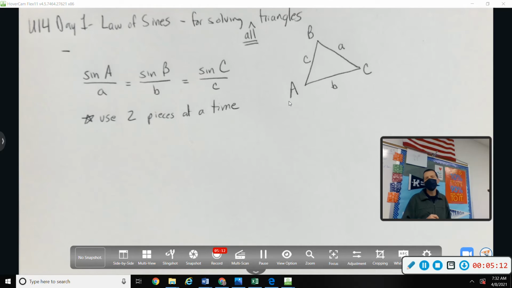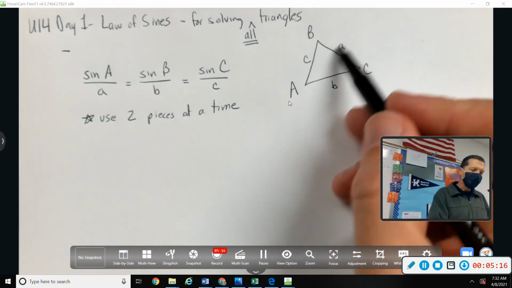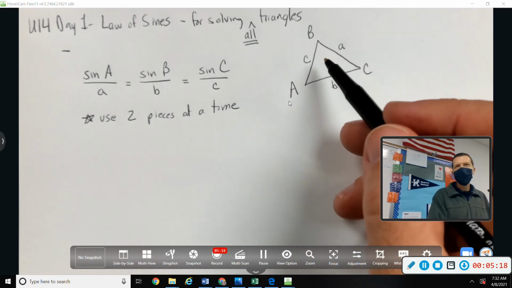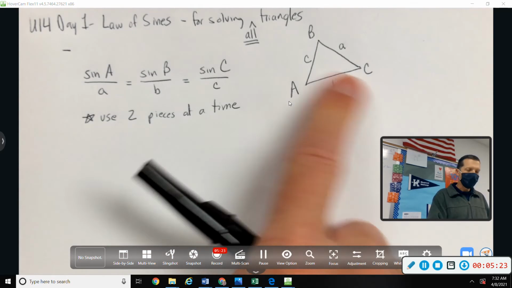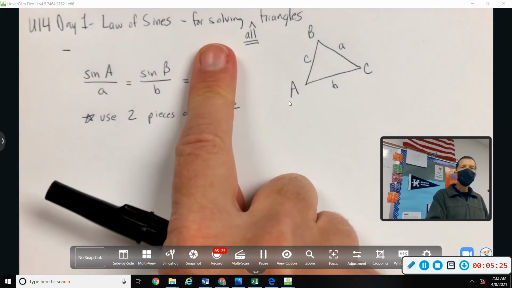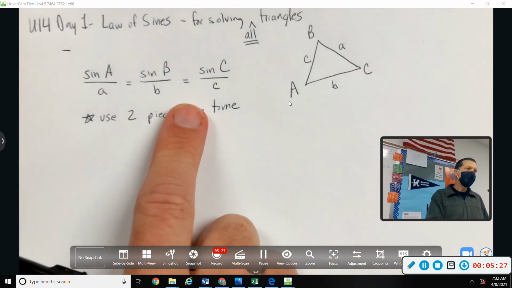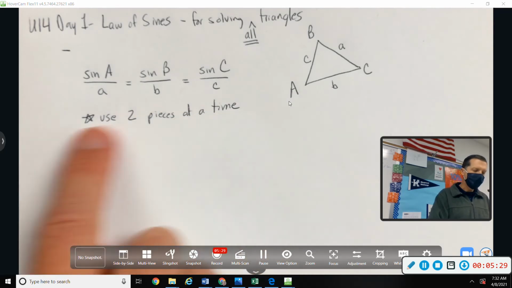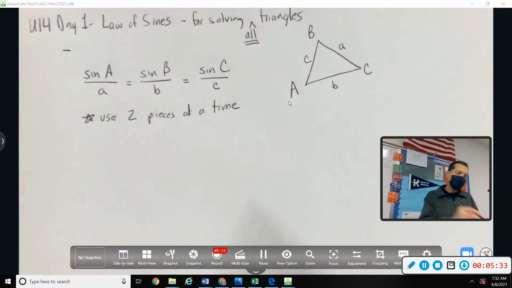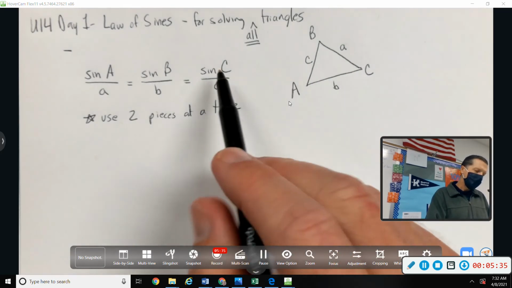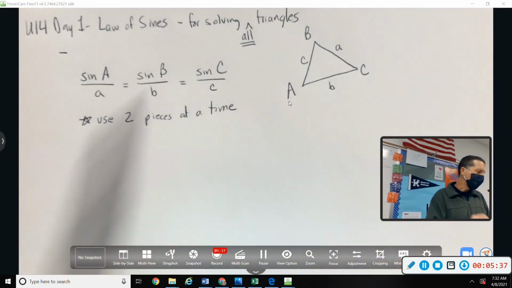And it's not hard to figure out, because if you don't know either of the A's, well then don't use anything with A, right? If you don't know either of the B's, well then don't use that part. And if you don't know anything about C, well then don't use that part. So only use 2 at a time, so people get confused if they don't hear that. They try to set it all up, and it's not wrong, it's just not really helpful. So pick out what you know and what you're looking for, and then pick the right 2 to use.